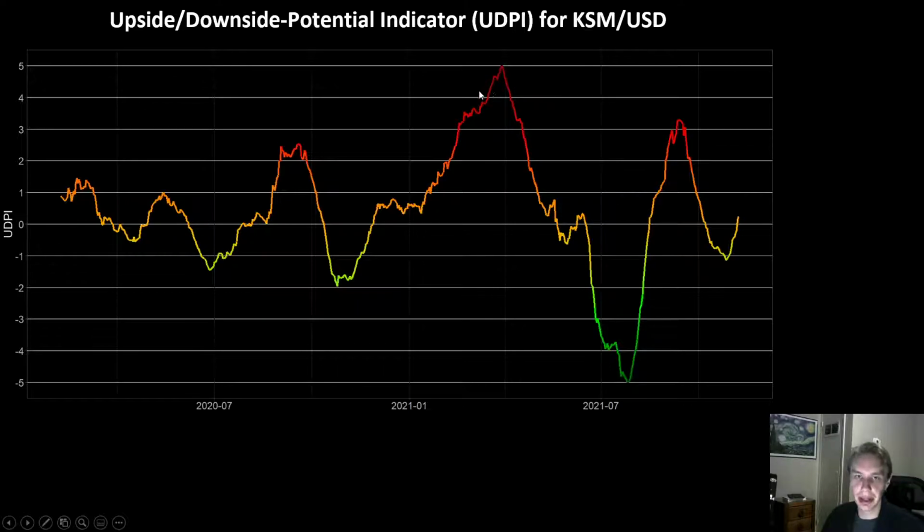where this signified the end of that big impulse and just the start of sideways action from there. There wasn't really a whole lot of big moves to the upside that KSM was able to put in after this point here. So that's something to watch out for. It's something that's useful. It's not only just the raw number the UDPI gives you that's useful to see what the risk level is, but also what the indicator has been doing.